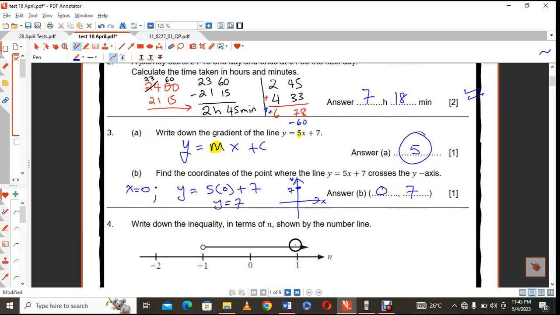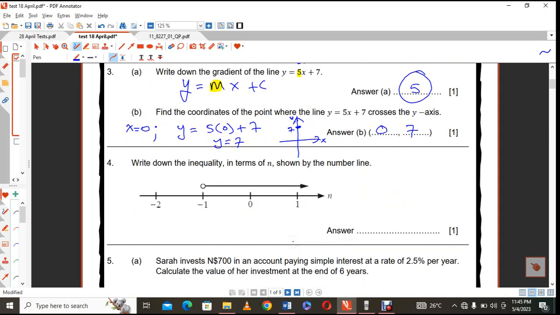Right. Question 4, write down the inequality in terms of n, using that letter n. So n. Now, this is open, the tail is open. That means -1 is not included, but numbers to the right here are greater. So greater than -1. So any number greater than -1, that is satisfying the inequality in that instance. If that was shaded, then I would have put here or equal to in the answer.